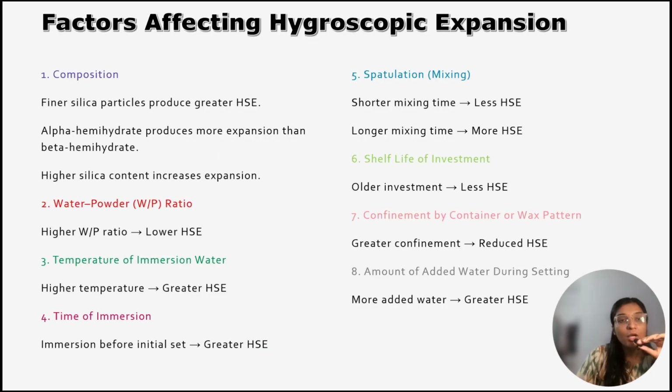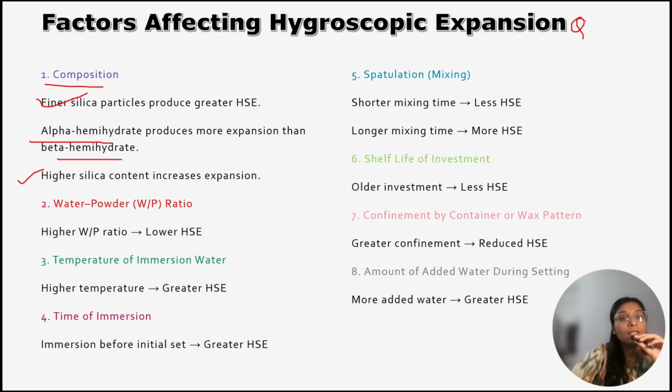Now we'll see the factors which affect the hygroscopic expansion, and this is an important question. First is the composition. Finer silica particles will produce greater expansion because they will apply more outward thrust. Alpha hemihydrate produces more expansion than beta hemihydrate. That is, dental stone produces more expansion than dental plaster. And higher silica content will give higher expansion.